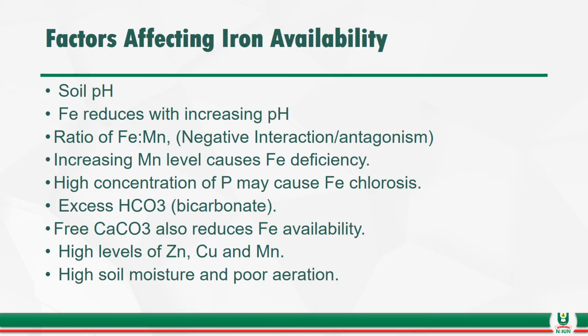Factors affecting iron availability. Soil pH is one. Iron availability reduces with increasing pH. Ratio of iron to magnesium: increasing magnesium level causes iron deficiency. High concentration of P may cause iron chlorosis. Excess bicarbonate and free calcium carbonate also affect the availability. High levels of zinc, copper, and manganese. High soil moisture and poor soil aeration.